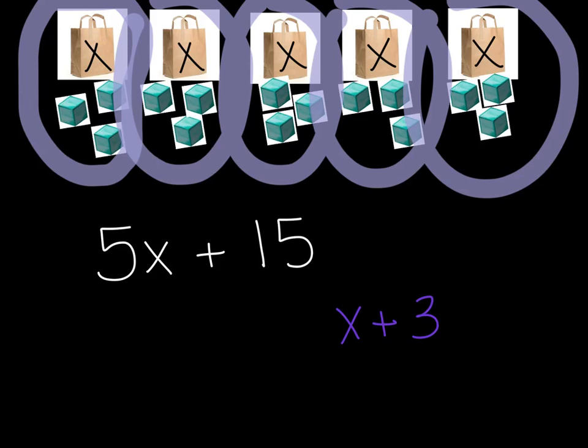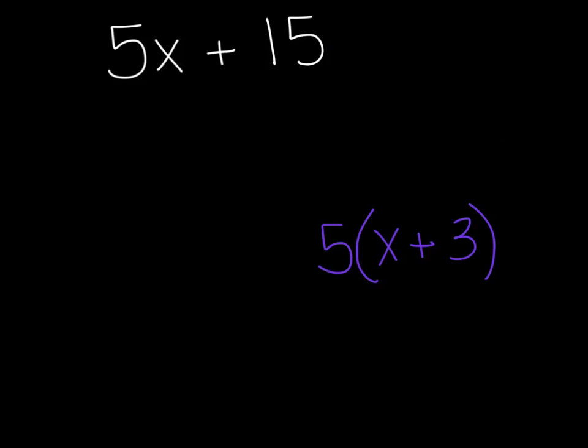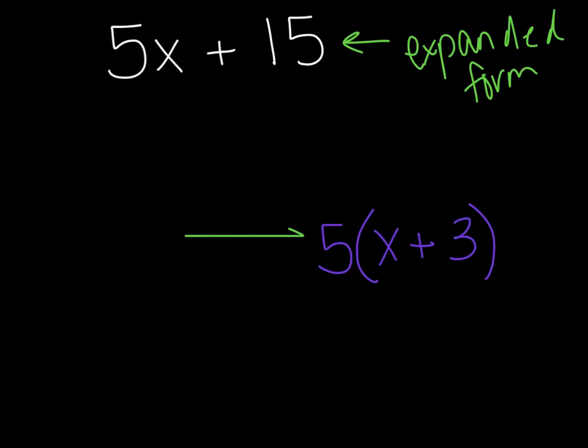So I would go back now and I would say that x plus 3 gets grouped together as a quantity and is going to be multiplied by 5. So we wrote down that we could identify the total number of blocks by being 5x plus 15 or 5 multiplied by the quantity of x plus 3. So here, this is called expanded notation or expanded form. And here is the factored form.